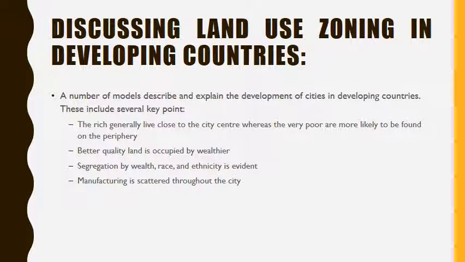Discussing land use zoning in developing countries. A number of models describe and explain the development of cities in developing countries. These include several key points. Number 1, the rich generally live close to the city center, whereas the very poor are more likely to be found on the periphery. Number 2, better quality land is occupied by the wealthier. Number 3, segregation by wealth, race and ethnicity is evident. Number 4, manufacturing is scattered throughout the city.